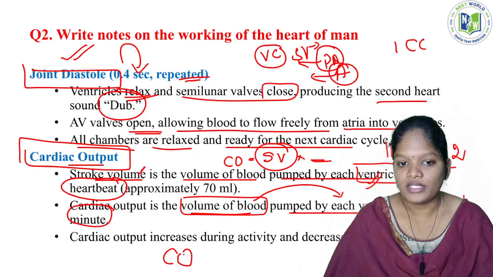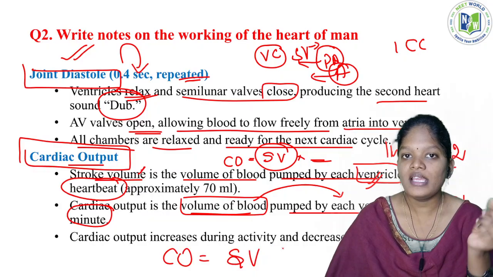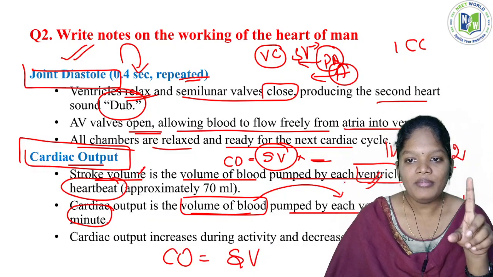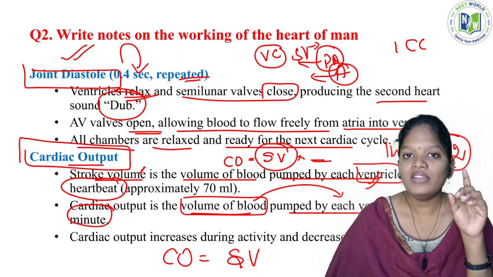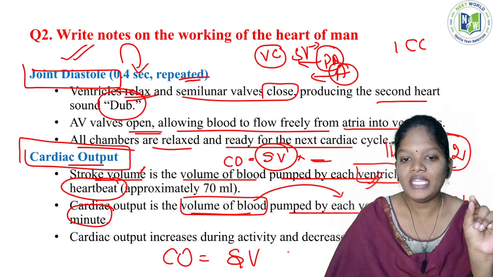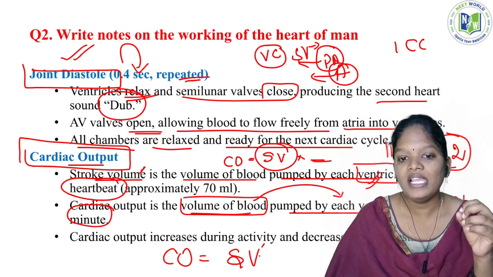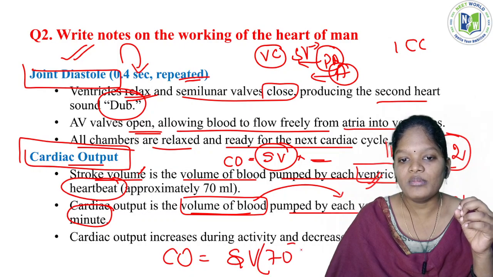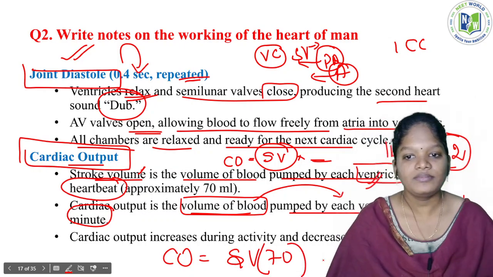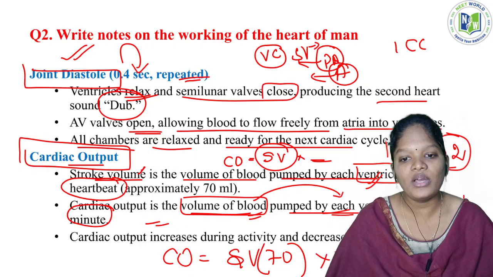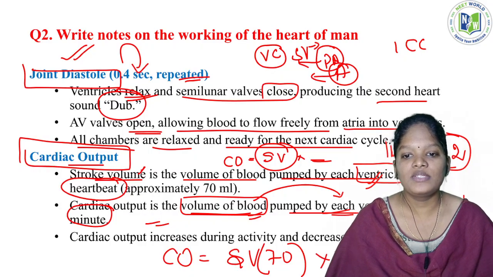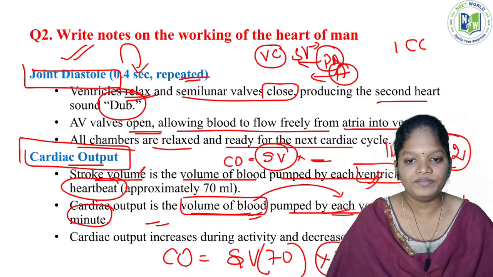So what have we discussed about stroke volume? It is per heartbeat. For one minute we have 72 beats, and we take only one beat. In one beat, how much blood is pumped by the ventricle? That is the stroke volume, and that is about 70 ml. So cardiac output means the volume of blood pumped by each ventricle per minute. How many beats? 72 beats. Clear?